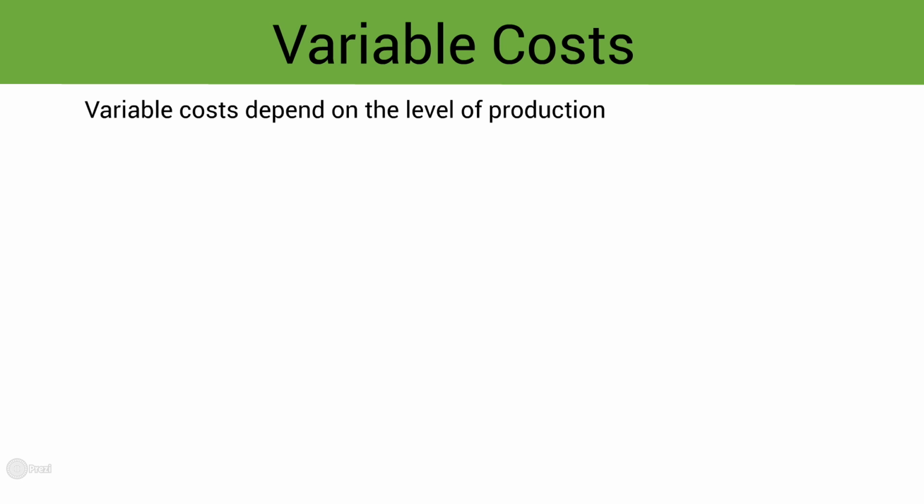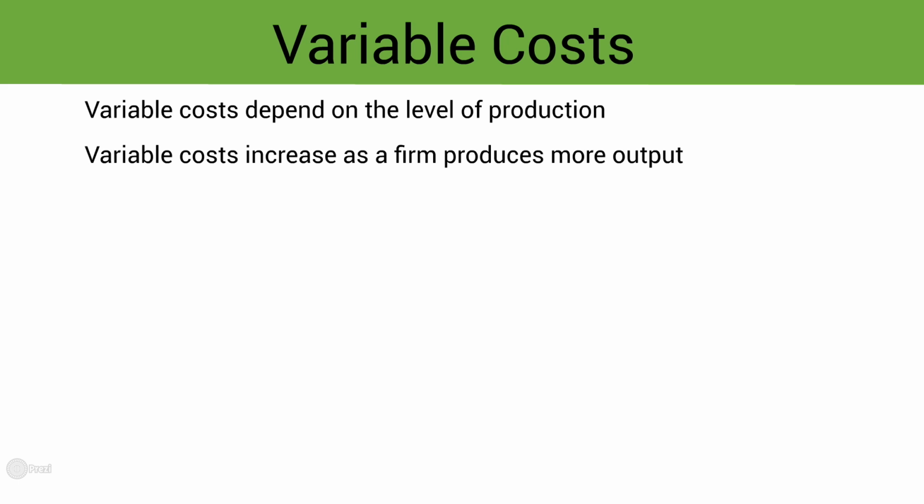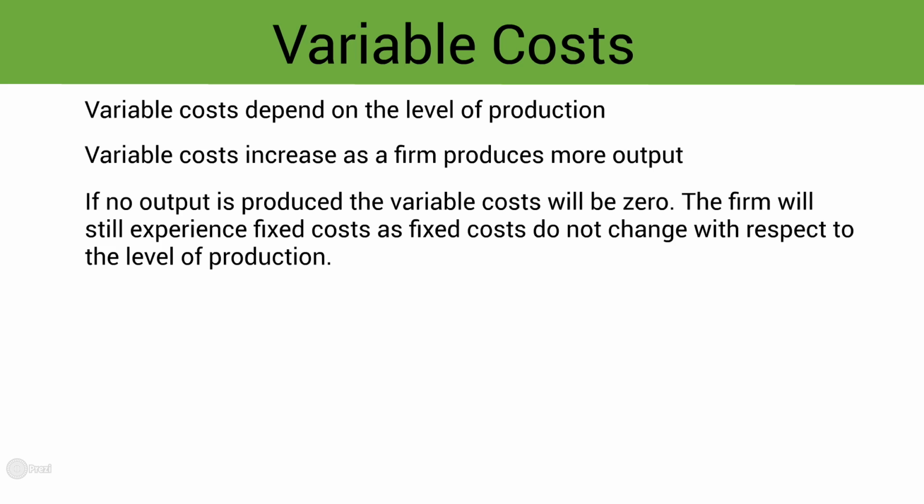The other type of costs that firms experience are variable costs. These costs depend on the level of production. Variable costs increase as a firm produces more output, and they fall as a firm reduces the output that they produce. If no output is produced, the variable cost will be zero. The firm will still experience fixed costs, as fixed costs do not change with respect to the level of production, but the variable cost will be zero.